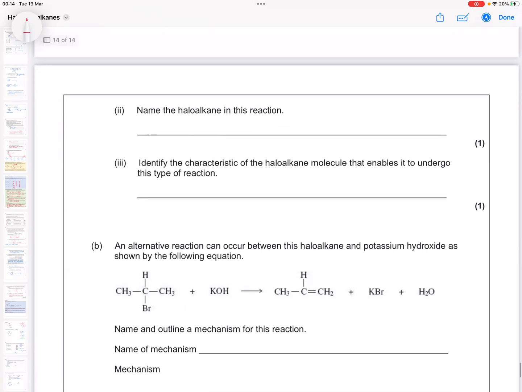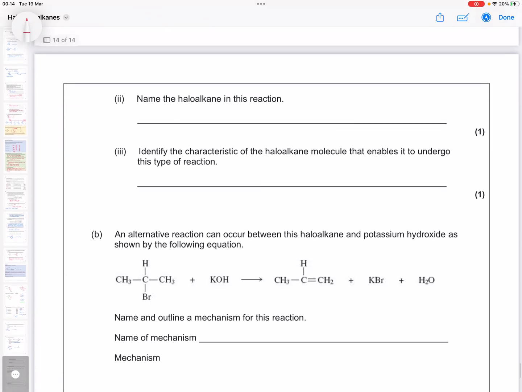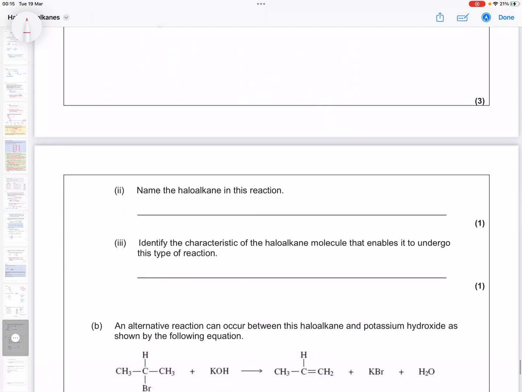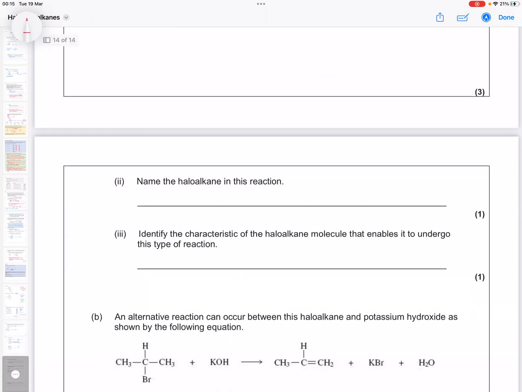Name the haloalkane in this reaction. So it's just drawn, isn't it? So the haloalkane, we've got 1, 2, 3 carbon atoms, and it's got a bromine on the second one. So our name for this molecule is 2-bromopropane.